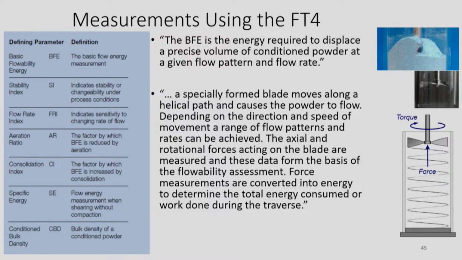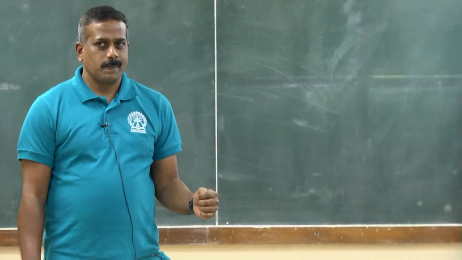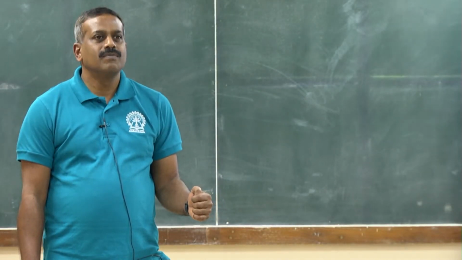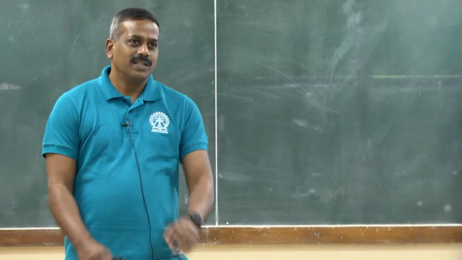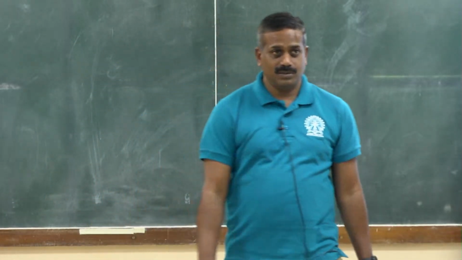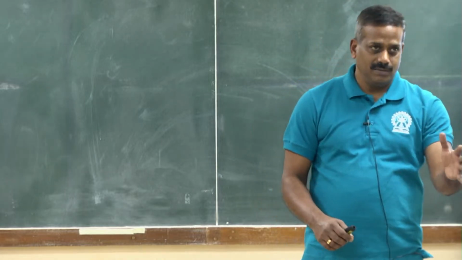I was checking whether I mentioned it anywhere. What will be the major property that will influence, at least in this measurement, basic flow energy? What will be one property of the powder that will have a larger influence? We talked about many different properties, right? Roughness, that's too in depth. All these properties will have influence, but there will be one major property.